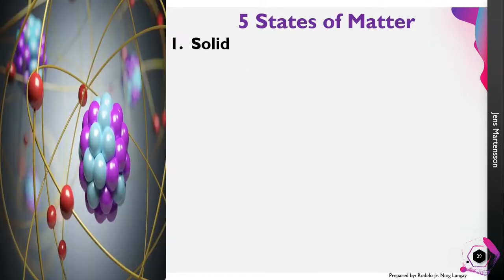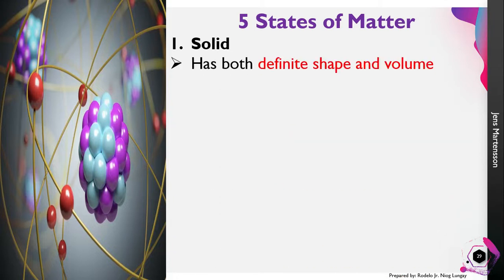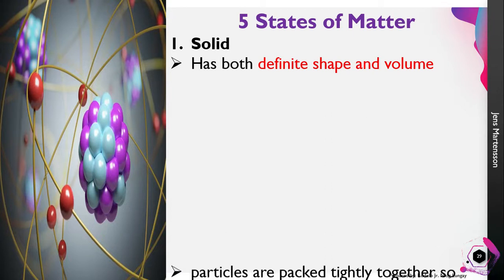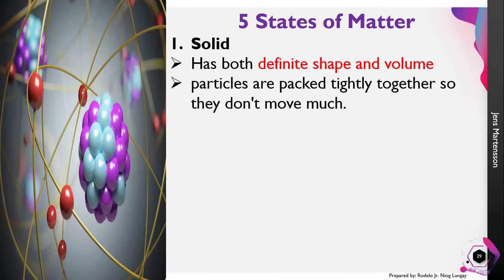Okay, let's proceed with solid. Solid has both definite shape and volume. Okay? An example of a solid is a glass, no? It is solid. A stone, okay? It is also solid. So, solid, its particles are packed tightly together so they don't move much. So the particles of a solid are very close to each other, packed tightly together. That is why its particles do not move much.